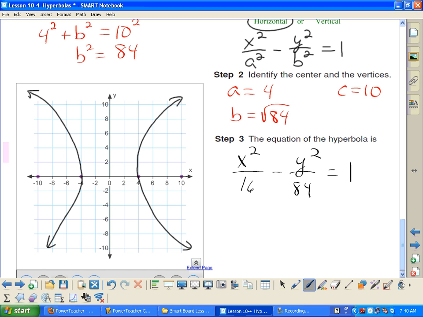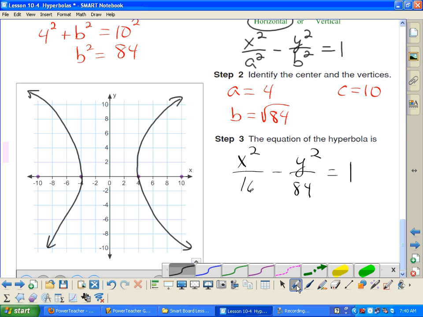And so there we have the equation of the hyperbola that has a vertex at 4, 0, co-vertex at 10, 0. And if we wanted to actually graph the co-vertex here, they would be a little bit more than 9. So they would be here and here. So from that information, I could draw a graph of that and put it up here. But we're going to do that with the next problem.